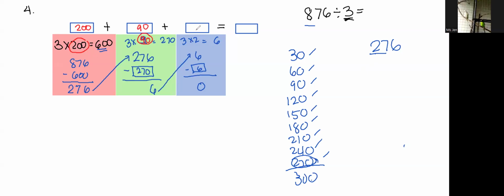And then lastly, this number right here, it should be 2. And so now when you add all of that, you will have 292. So that's number 4. Okay. All right. I know it doesn't seem like it makes sense, but I hope that helps a little bit.